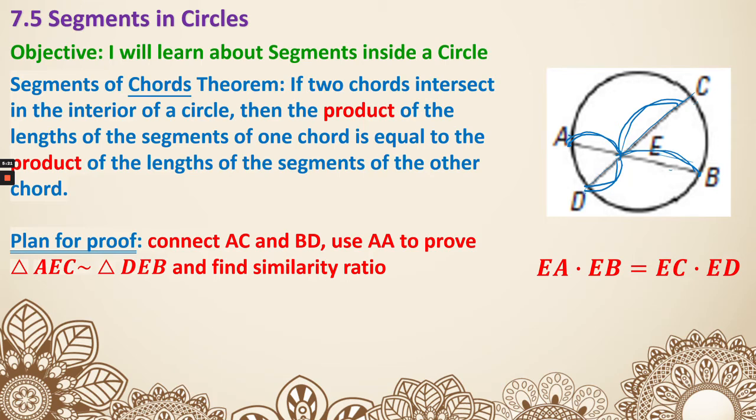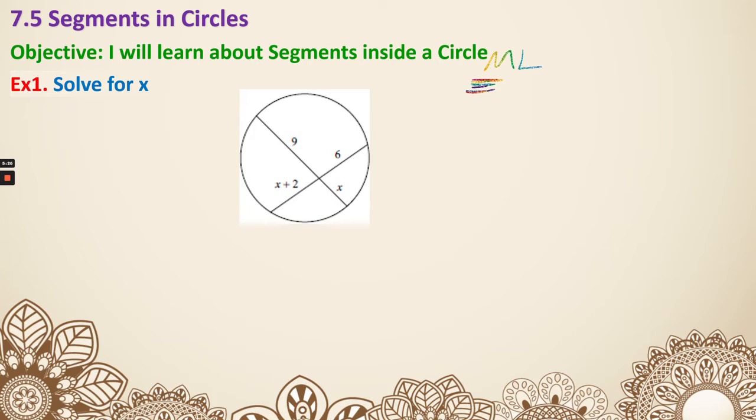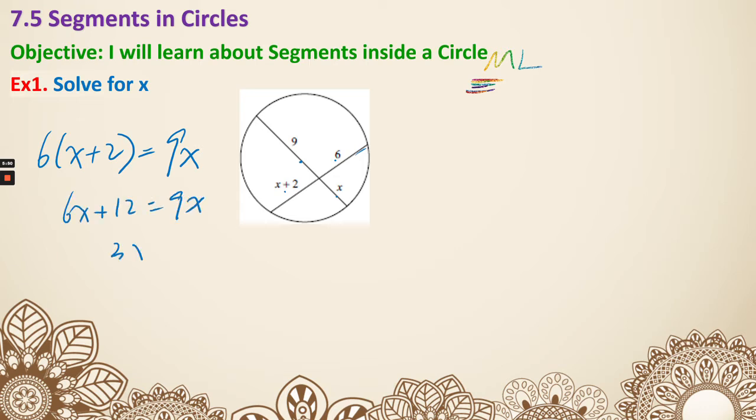We're going to talk about the plan for proof after we talk about two examples. So first, example 1. We have two chords. One is being cut into 6 and x plus 2, so we're going to multiply them together, 6 times x plus 2. And the other chord is being cut into 9 and x. That's the two parts, so we're going to multiply them together. And the first chord and the second chord are equal to each other. Now it's time to solve that equation. 6x plus 12 equals 9x. 3x equals 12, so x equals 4.